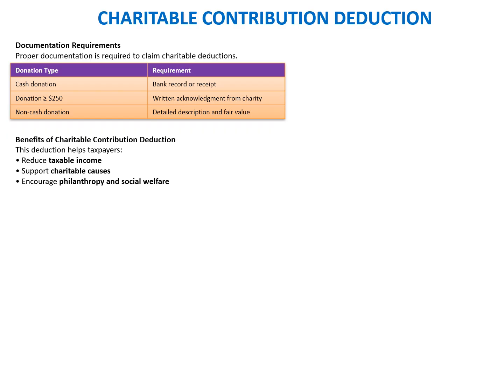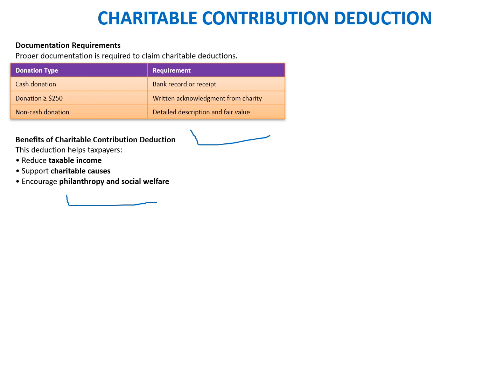For charitable contribution, there is a certain set of documents required before an individual can claim the amount as an itemized deduction. For cash donation, a bank record or receipt is required. For donations greater than $250, written acknowledgement from the charity is required. For non-cash donation, a detailed description of the fair value is required. The benefit of giving the donation to the charitable institution is to reduce the taxable income, support the charitable causes, and encourage philanthropy and social welfare activities.